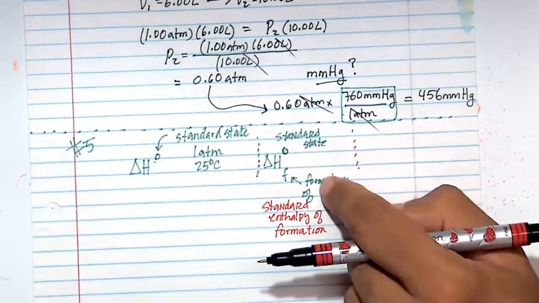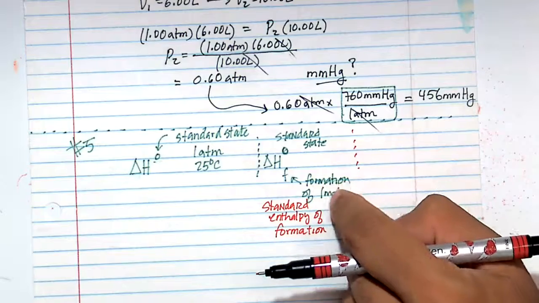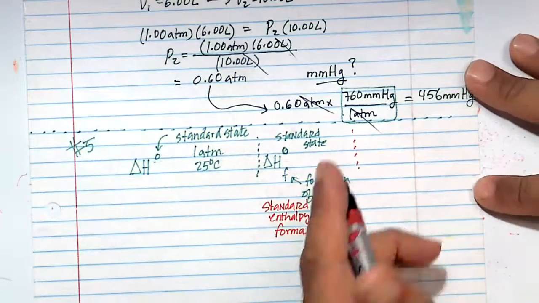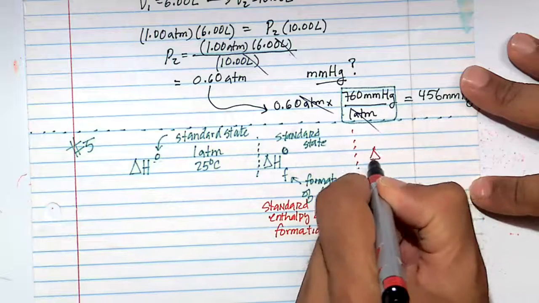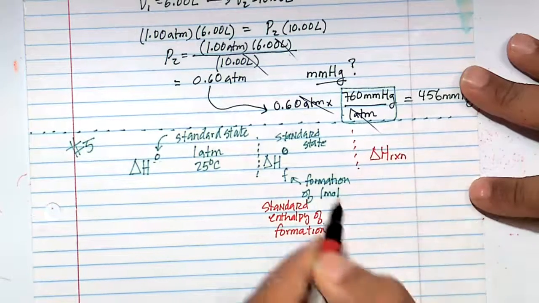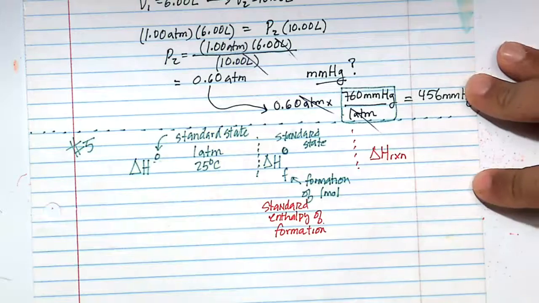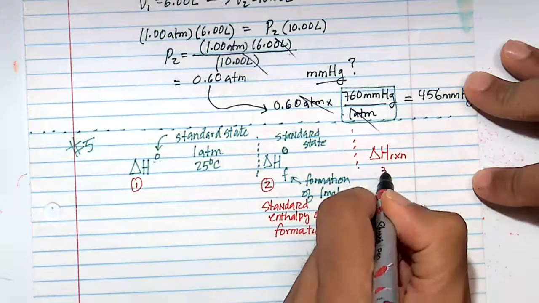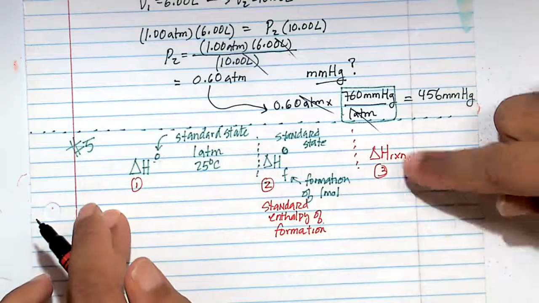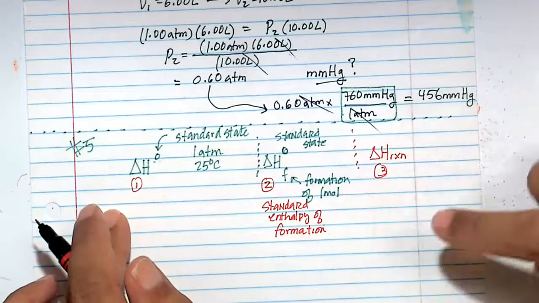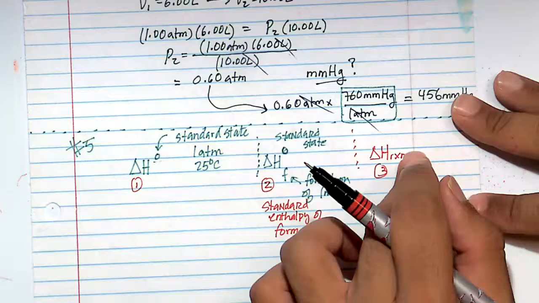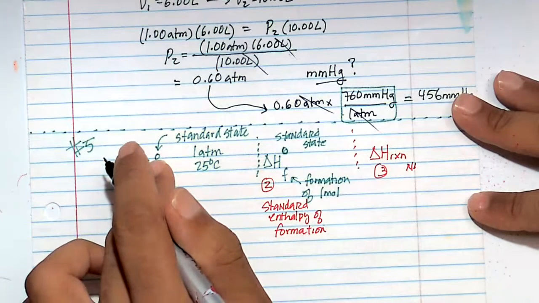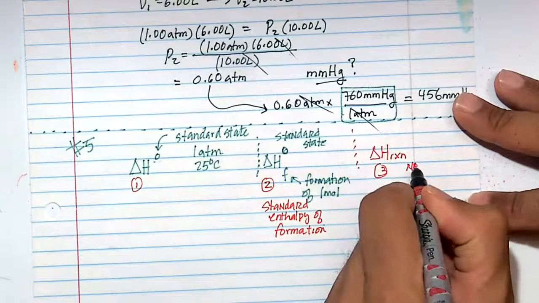Remember, the baseline elements get 0. But anyways, you look this up in the back of the book. And then finally, there's just plain old delta H of the reaction. This is something you calculate. So 1, 2, and 3: 1 and 3 you calculate, 2 you look up in the back. And obviously this is non-standard state, because we do not have that little superscript.